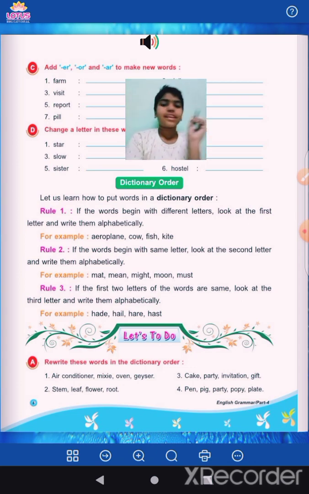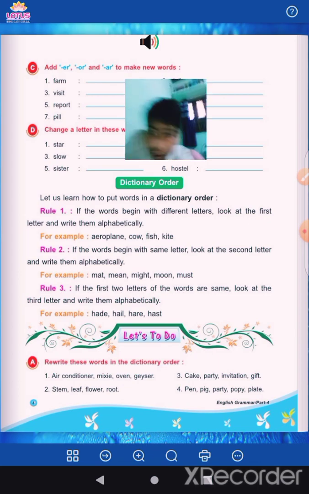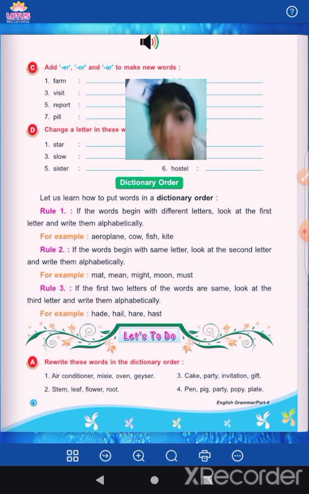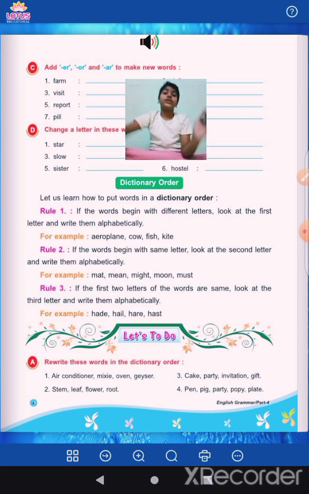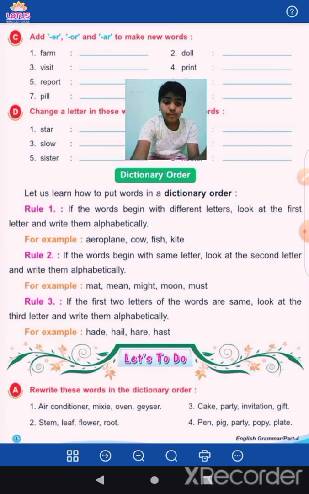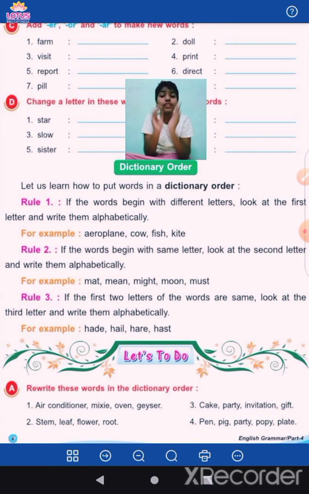Then next one. Rule 2: if the words begin with the same letter, look at the second letter and write them alphabetically. Then write them alphabetically.